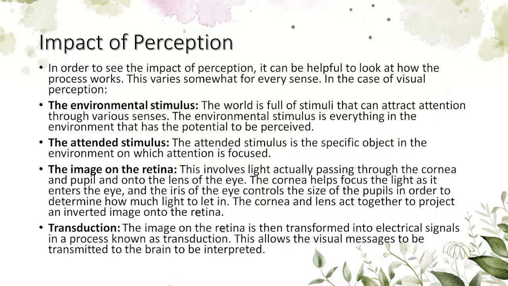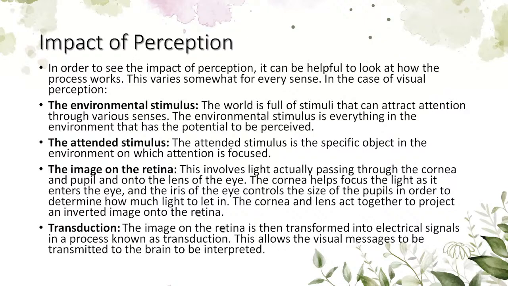The image on the retina. This involves light passing through the cornea and pupil and onto the lens of the eye. The cornea helps focus the light as it enters the eye, and the iris of the eye controls the size of the pupil in order to determine how much light to let in. The cornea and lens act together to project an inverted image onto the retina.